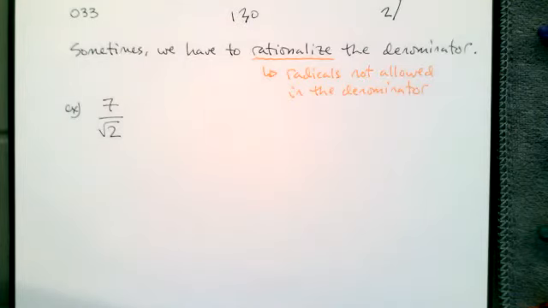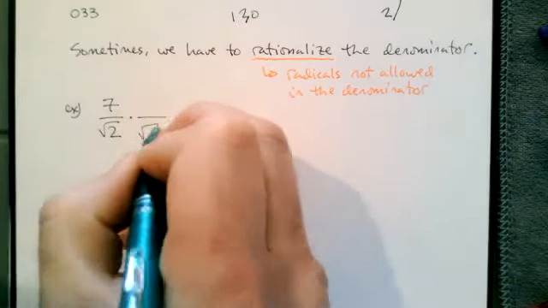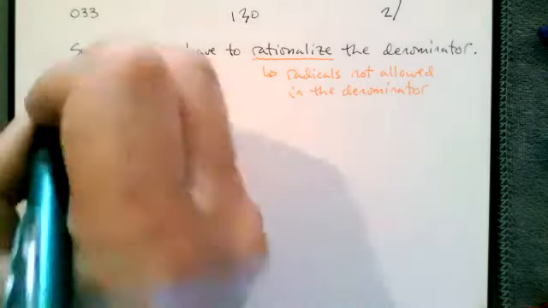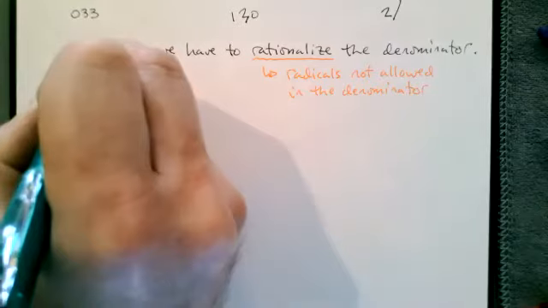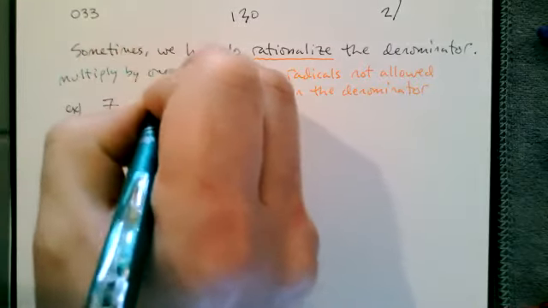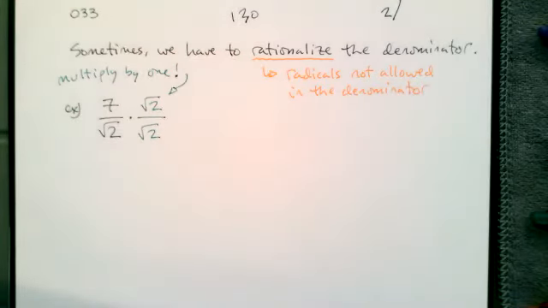To rationalize the denominator, we do our favorite math trick. We just multiply by 1. So what we're going to do is multiply by the square root of 2 over the square root of 2. So our trick is to multiply by 1, just like getting a common denominator. But a form of 1 that will get us what we want.